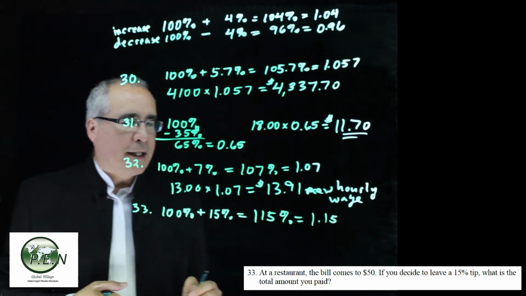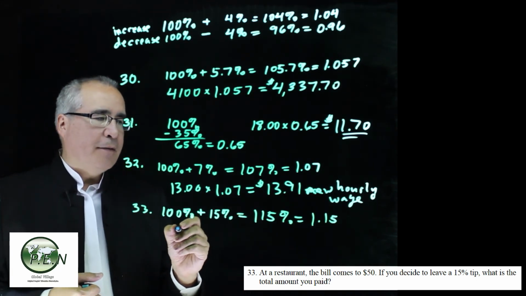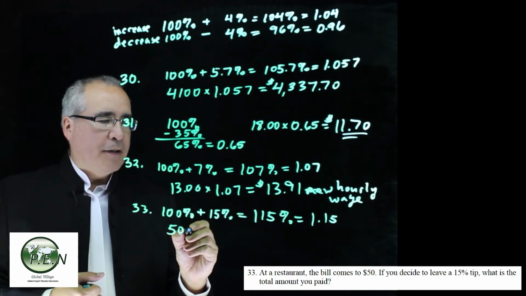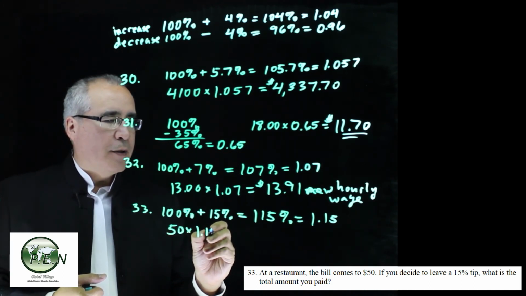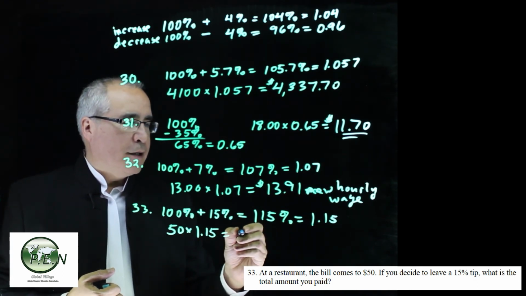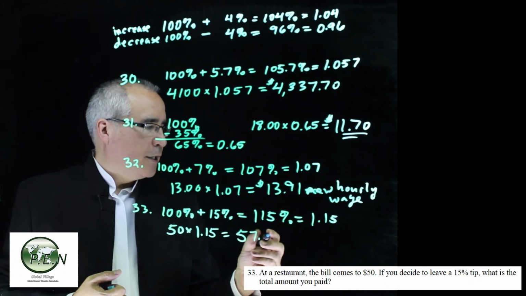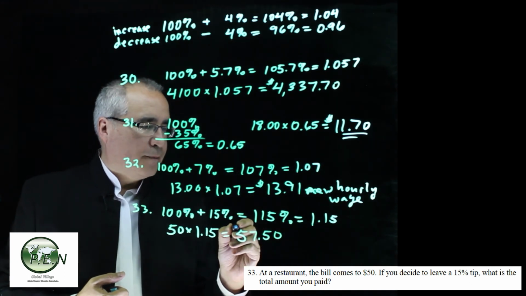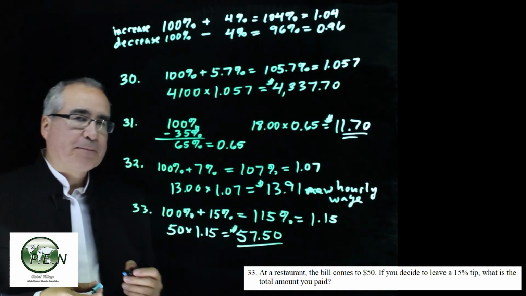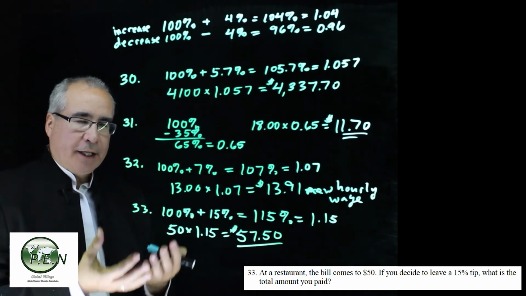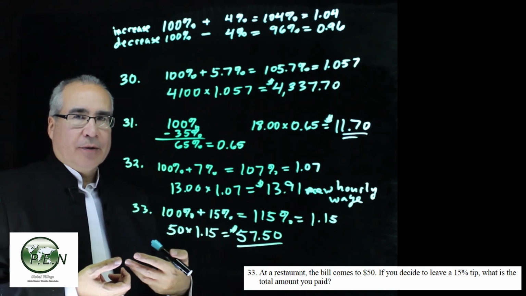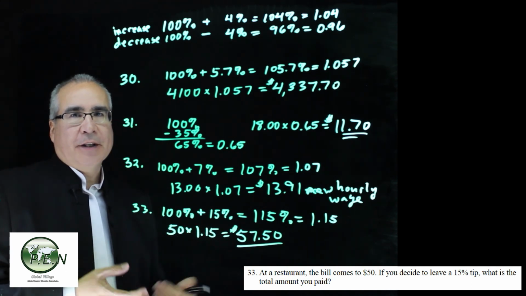1.15. So we'll take 1.15 times the original amount, the $50 that we owed, and we get that our total bill is going to be $57.50 if we leave a 15% tip. That will be our total amount paid. Okay, so take 100%, add the percentage on if we're increasing, subtract the percentage off if we're decreasing.